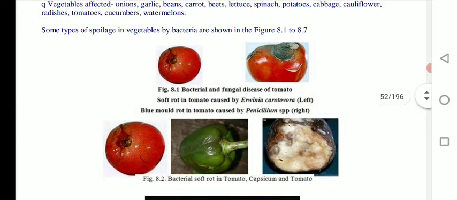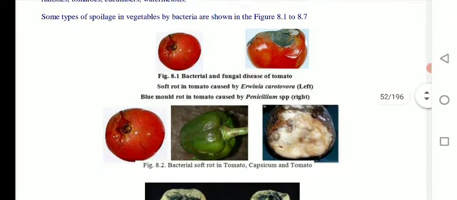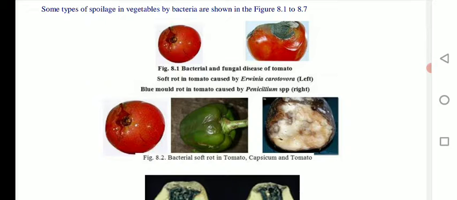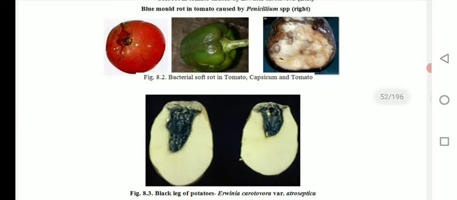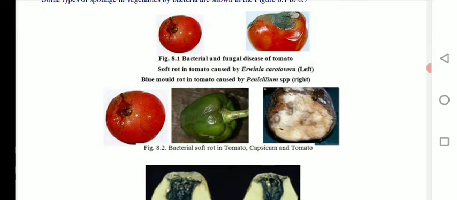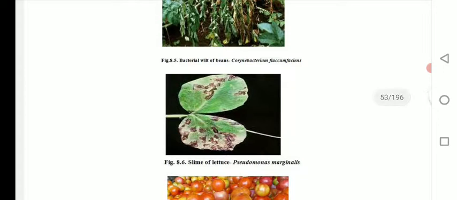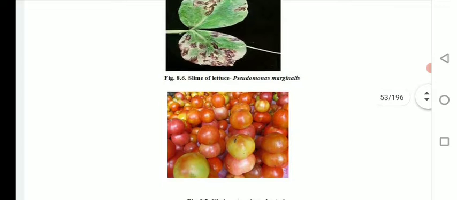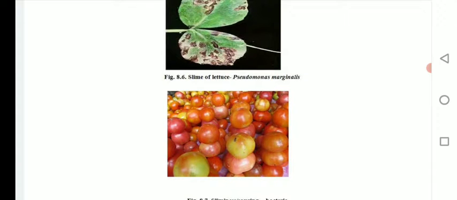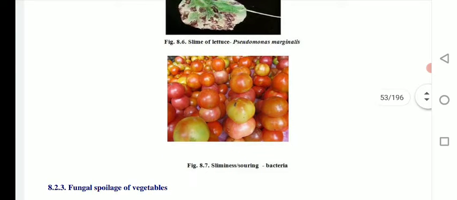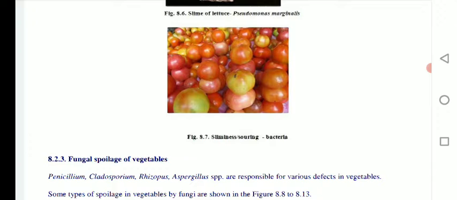You can see these pictures of spoilage due to bacteria, and in that you can observe the spoiled portion, and by simply observing this appearance of the spoiled part, you can conclude whether it is bacterial or fungal spoilage. These pictures show bacterial as well as fungal spoilage of vegetables, and you can conclude by simply observing these spoiled portions or abnormalities. Here these are bacterial wilts of bean, and you can observe slime latex which is caused by Pseudomonas marginalis, and even in case of tomatoes, sliminess is caused by bacteria.